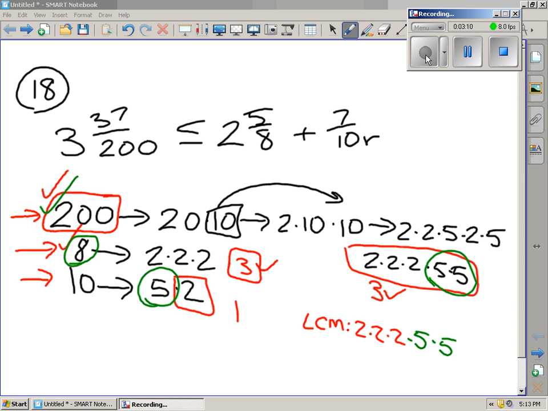So now we multiply 2 times 2 times 2, which will give you 8, and then you multiply it by 5 times 5, and you get 200. For most of these problems, it's going to work out that the largest number in the denominator is what we're going to multiply by, but this is not always going to be the case. It's just the case on this particular worksheet that that's going to happen a lot.